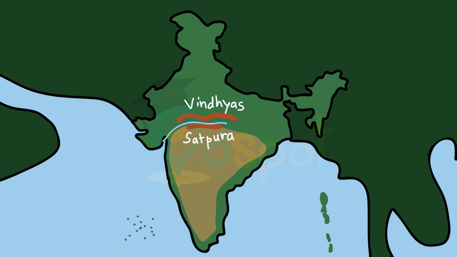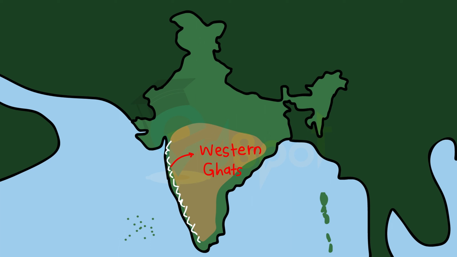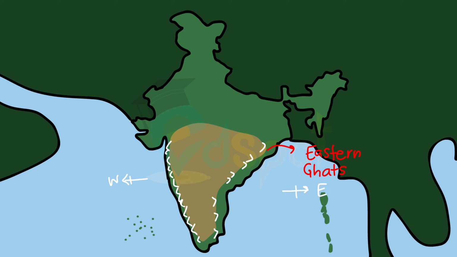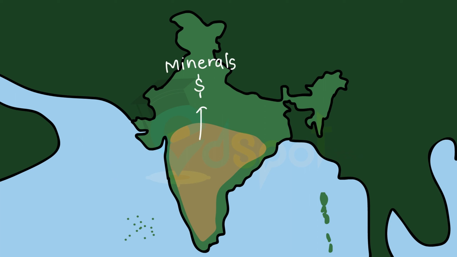The rivers Narmada and Tapi flow through these ranges. These are west-flowing rivers that drain into the Arabian Sea. The Western Ghats or Sahyadris border the plateau in the west and the Eastern Ghats provide the eastern boundary. While the Western Ghats are almost continuous, the Eastern Ghats are broken and uneven. The plateau is rich in minerals like coal and iron ore.